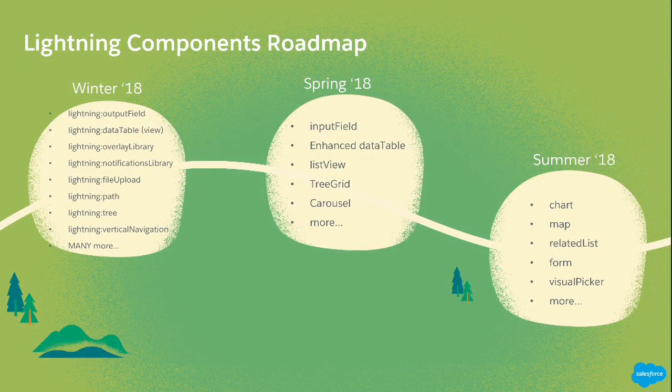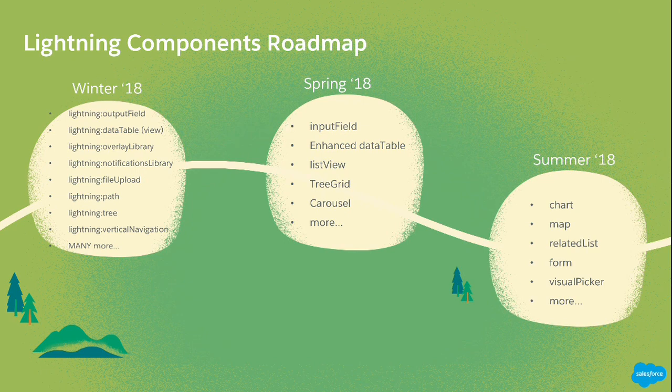So as far as the roadmap is concerned, we have a ton of components that came out in winter 18, just about 50% additional components than we had before. But the number one component you guys have asked for is missing. That is definitely coming in spring, which is input field. And it will support all field types, including lookups, right? Everyone wants to look up. So input field is coming in spring.